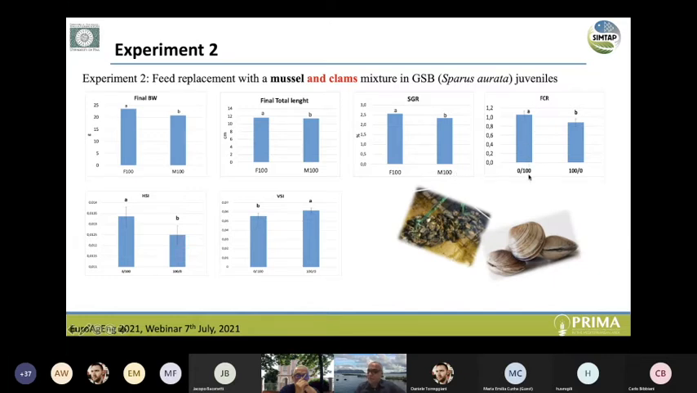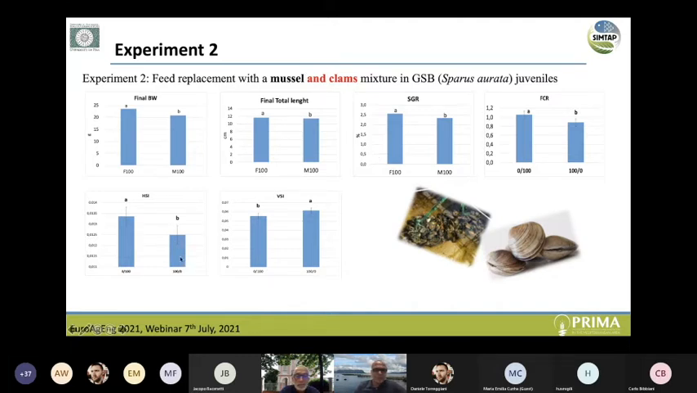FCR, this is inverted, okay? This is the group with feed, 100% feed, and this is 100% mussels. So this group showed a better conversion of the feed into product, into fish meat. Aqua feed performed better than mussels and clams together, okay?